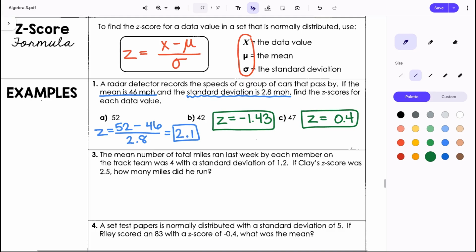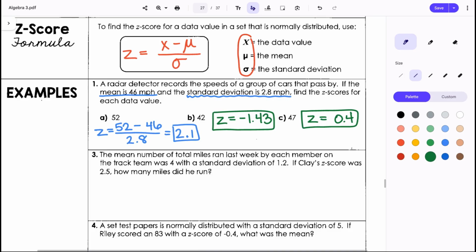And then let's just look at that and see if it makes sense with what I talked to you guys about at the beginning. Because it said if the z-score is positive, that means that the data value they gave you was above the mean. And if it was negative, it was below. So if you look at the first and the last, because those are both positive z-scores, 52 and 47 are both numbers that are bigger than the mean, because the mean was 46. And B is negative because 42 is less than the mean, 46.